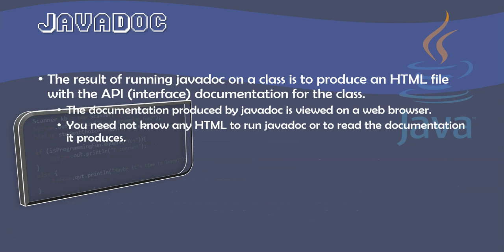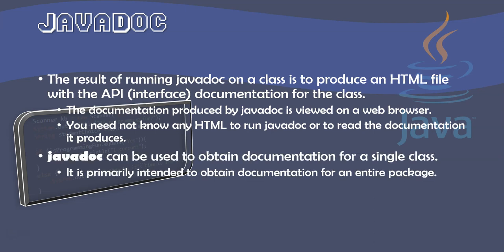Now, the result of running JavaDoc on a class is an HTML file with an API documentation for the class that you created. Now, the documentation, because it is in HTML, can be easily viewed in something like a web browser. And you don't have to know any HTML to view that documentation or even just to run JavaDoc. You don't have to worry about knowing one more thing on top of everything else.